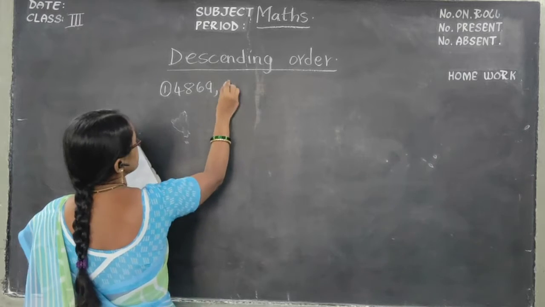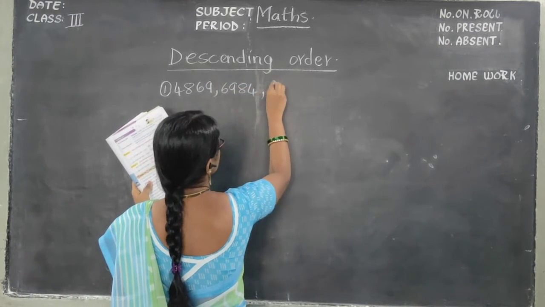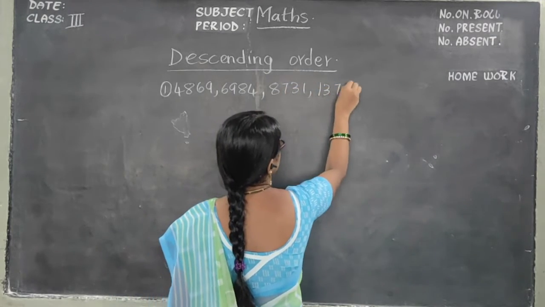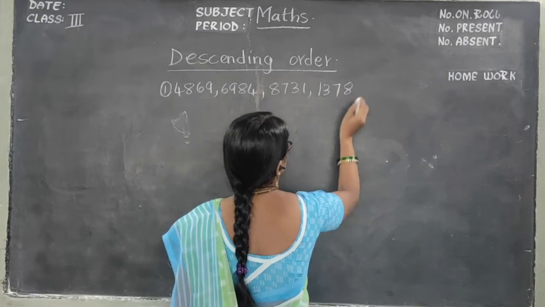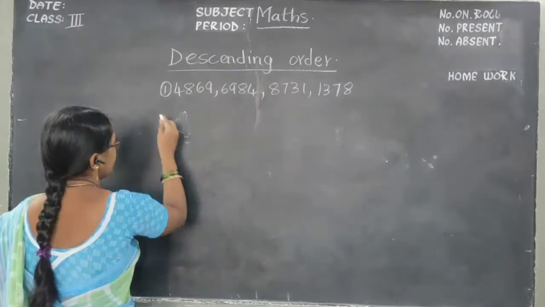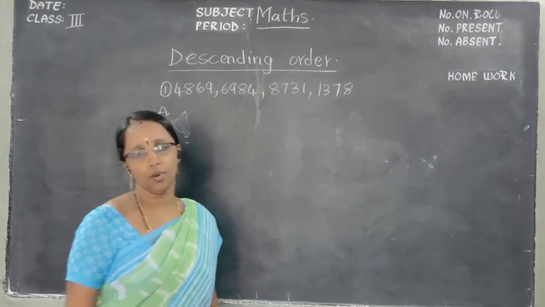4,869, 6,984, 8,731 and 1,378. So they have given us this question. What I said, descending order means what? Big number to small number.